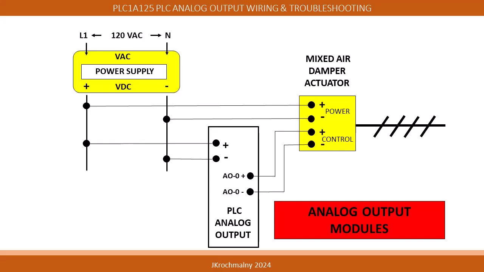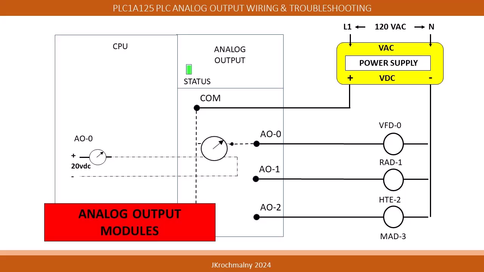The graphic shown is a typical layout of the electrical circuit utilized by PLCs for the output control of analog devices. Notice that a separate power supply powers the entire PLC analog outputs. This same power supply supplied working power to the mixed air damper actuator and the PLC analog output module for the PLC assembly.